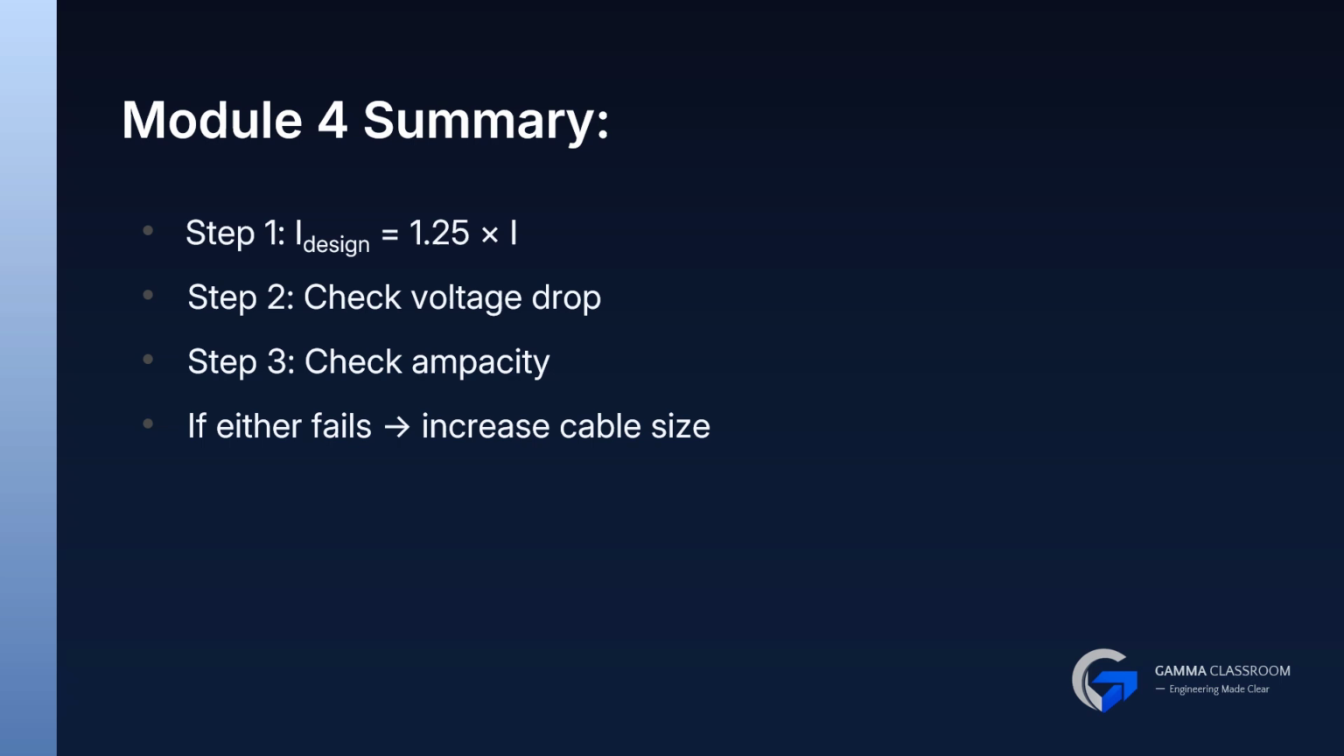To size solar cables, follow 3 steps. First, calculate design current using 1.25 times the operating current. Second, check voltage drop. Third, check ampacity. If either check fails, increase the cable size.